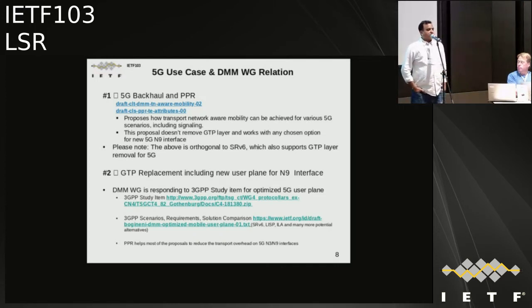And for GTP replacement, there are a bunch of options being discussed in DMM, including LISP, ILA, SRv6. There are so many proposals. For all these proposals, if you use PPR, it can reduce the stack size. That's it.